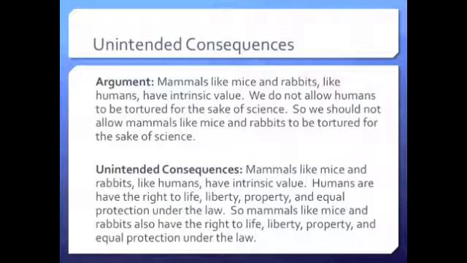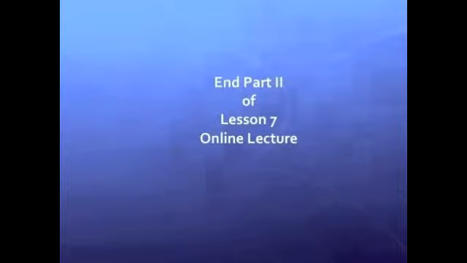So, there are several things that you have to actually consider in thinking about how unintended consequences affect the strength of an analogical argument. This marks the end of Part 2 of Lesson 7 online lecture.